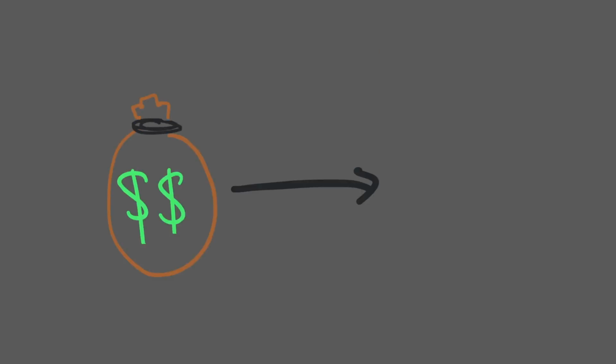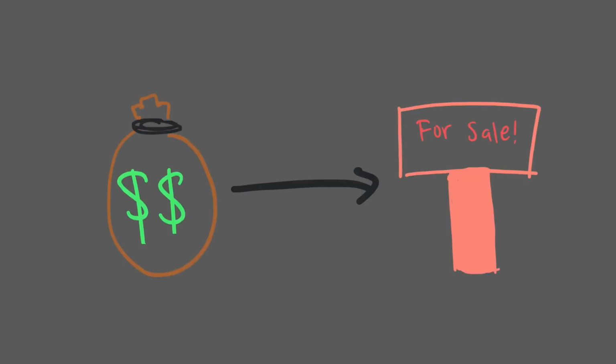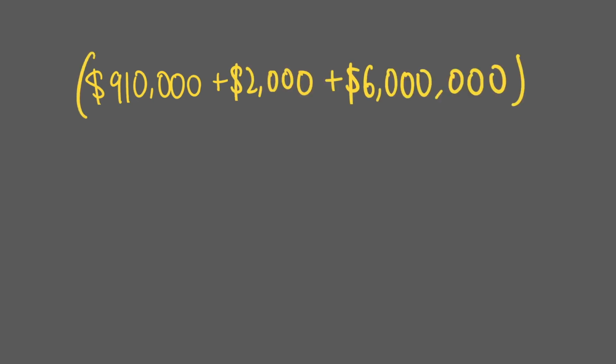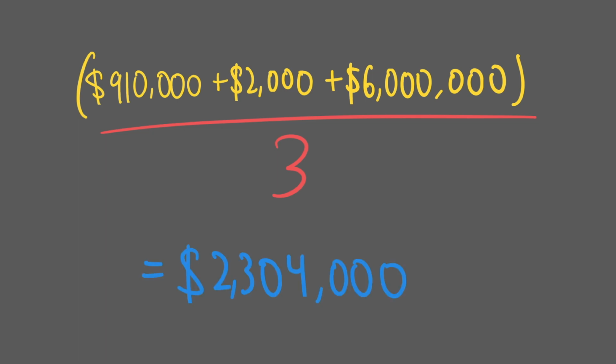Since your pay is related to the prices of the homes you sell, you want to find the average price per property if you were to sell your client's houses for the desired price. What is the average price per property? The correct answer is B. We sum up each value, $910,000 plus $2,000 plus $6 million, and then divide by the number of values. In this case, we get $2,304,000 per property.